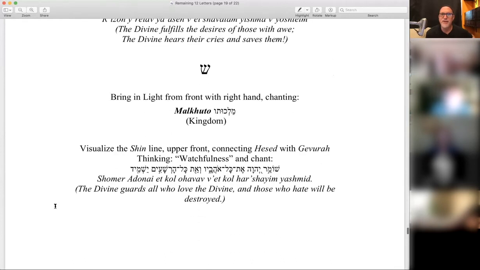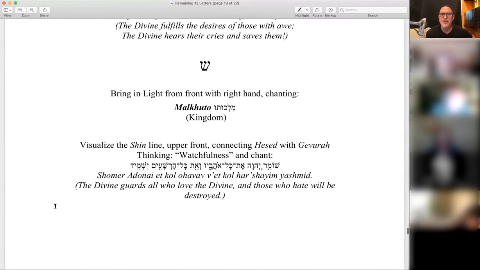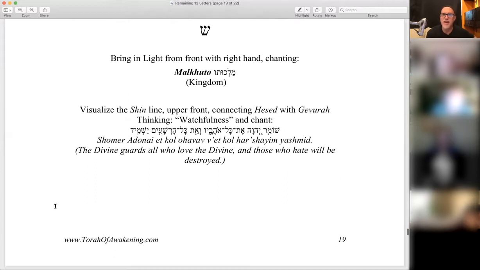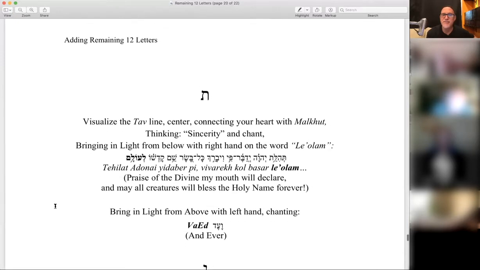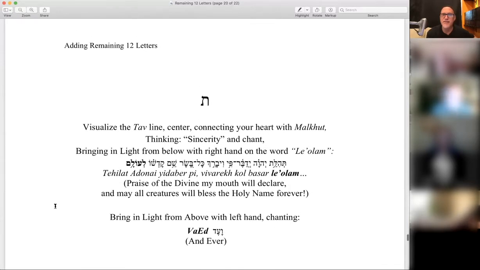And then almost there, we got the Shin. Shin is in front of you, opposite the Resh, connecting Chesed and Gevurah. Shoulder level, horizontal, in front of you. Now the Tav line, we actually already did the Tav line, but we didn't name it. The Tav is a continuation of the Aleph line. So the Aleph line came from Keter into your heart. From your heart down into Malchut, that's the Tav line.